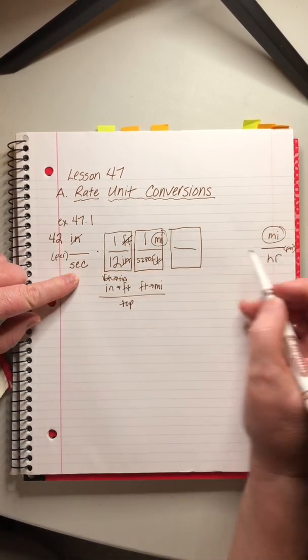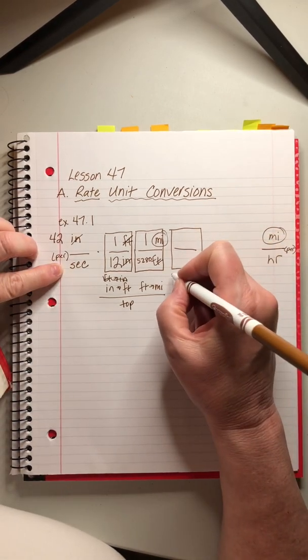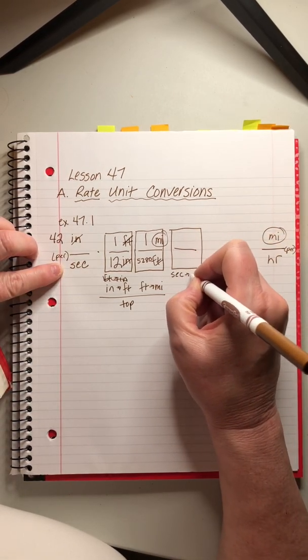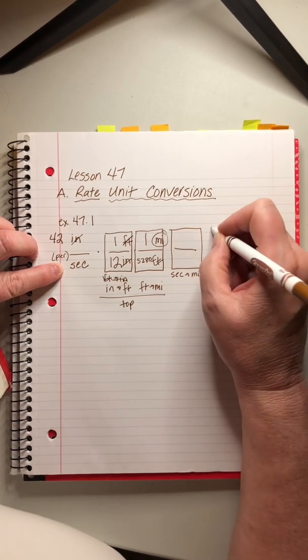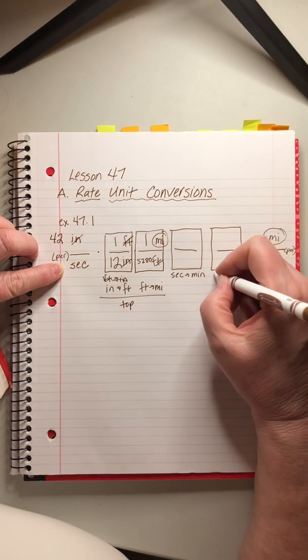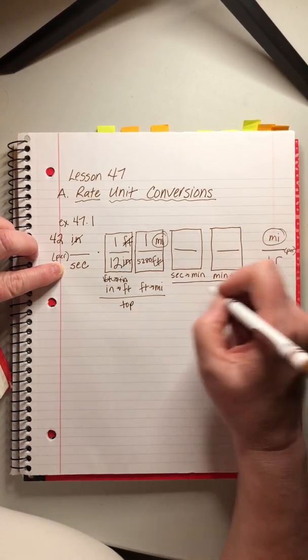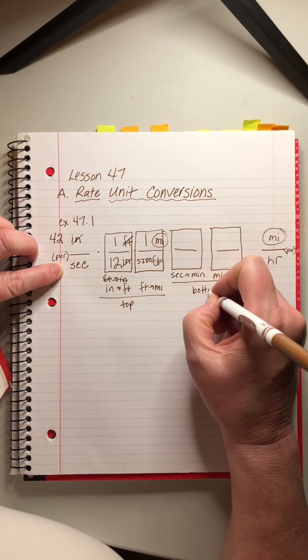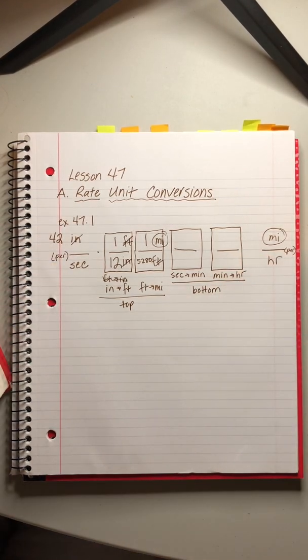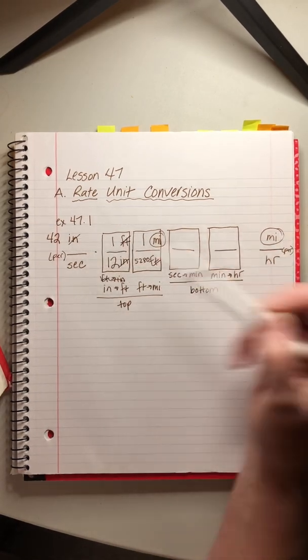Now we want to go from seconds to hours. Let's pretend that we need to go to minutes in between. You might be able to do it without that. We're going to go from seconds to minutes, and then over here, we're going to go from minutes to hours. And this is how we're going to convert the bottom of our rate. All right, so that's the trick. First you convert the top, then you convert the bottom.